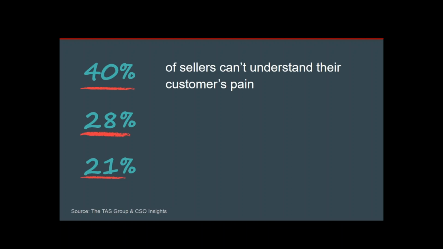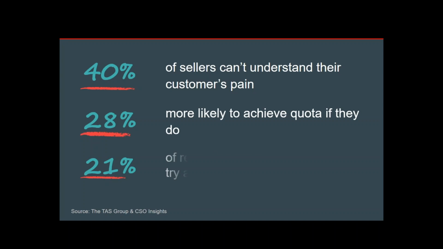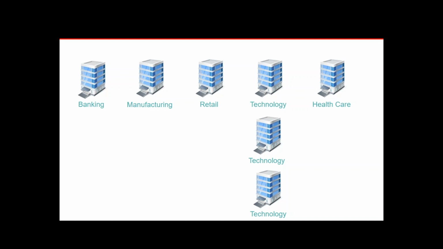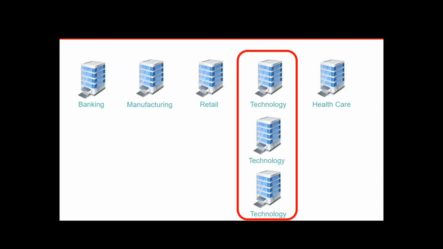According to Taz Group and CSO Insights, 40% of sellers can't understand their customers' pain. And 28% of those sales reps are more likely to achieve their quota if they do. And 21%, or almost a fifth of a salesperson's day, is spent doing research trying to understand what problems need to be solved. Some companies have a very niche market, which is also referred to as a vertical.